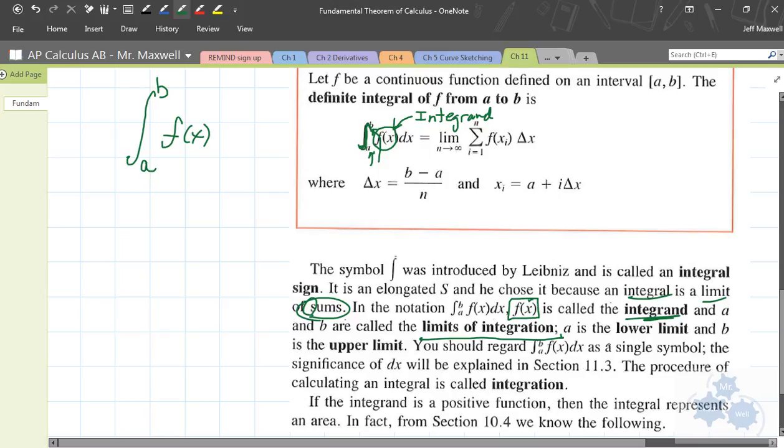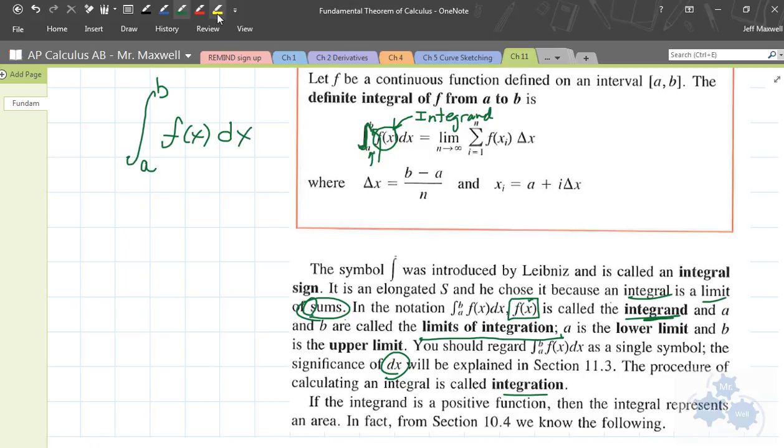And the dx, okay, the significance of dx is really going to be used in 11.3. That'll be the last section that we do before the exam. But it basically means with respect to x, just like in the derivative. So it is part of the notation, though.